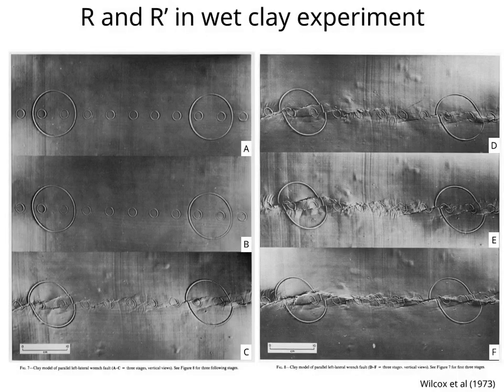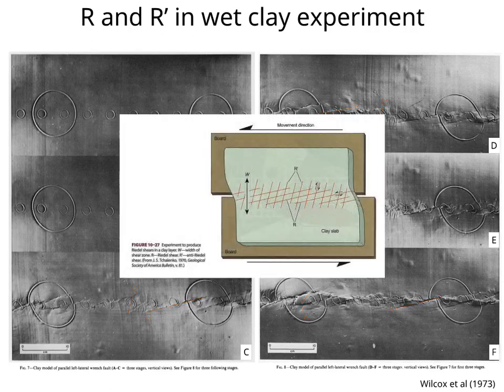This is the top surface of a wet clay model under sinistral, left lateral shear. Figure A is the model before faulting. The big and small circles are initial markers. Figures B to F are incremental stages of deformation. The circles are deformed into ellipses, and low angle R and high angle R prime fractures develop. This is schematically illustrated in this figure. So, Riedel shears are a great way to estimate the fault slip direction.